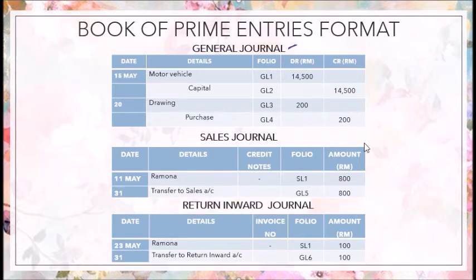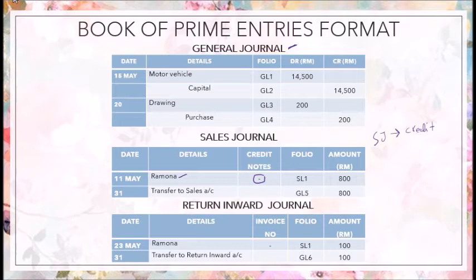Let's look at the sales journal first. On 11 May, sold goods on credit to Ranoma. As I said before, the sales journal is for transactions based on credit, so this fulfills the condition. So for 11 May we will record it as Ranoma, because the sale was made to Ranoma. If there is a credit note, you will put it here, but this question doesn't have one, so we put a dash.